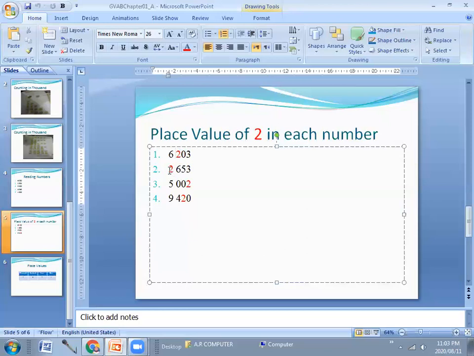Moving to question number 2. Here 2 is at the 1000 place. So what is the place value of 2 in this sum? The place value of 2 in this sum is 1000. But what is the value of 2? 2000. Right? I am leaving question number 3 and 4 for you. And inshallah, we will practice more sums in coming classes.